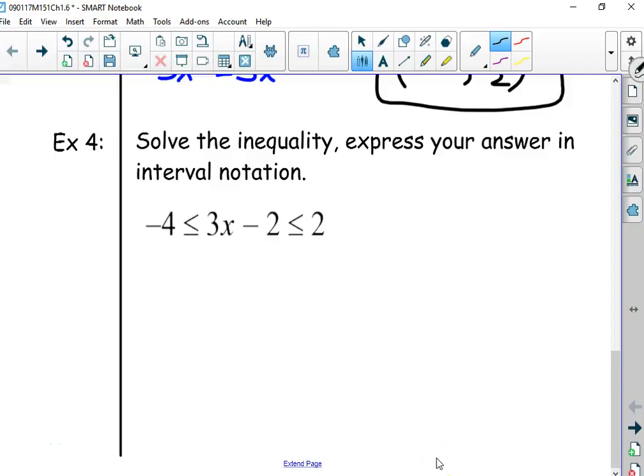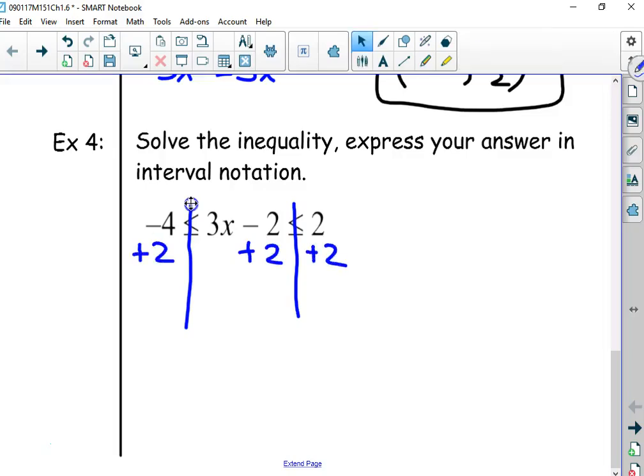Moving on to example 4. This is a compound inequality. Because we have it all in a single statement, we call it an AND inequality. Here's the awesome thing about AND inequalities. We have numbers on the outside, and they always have to be that way, because what we do is we solve the inside equation for x and do the work on both the right and the left side.